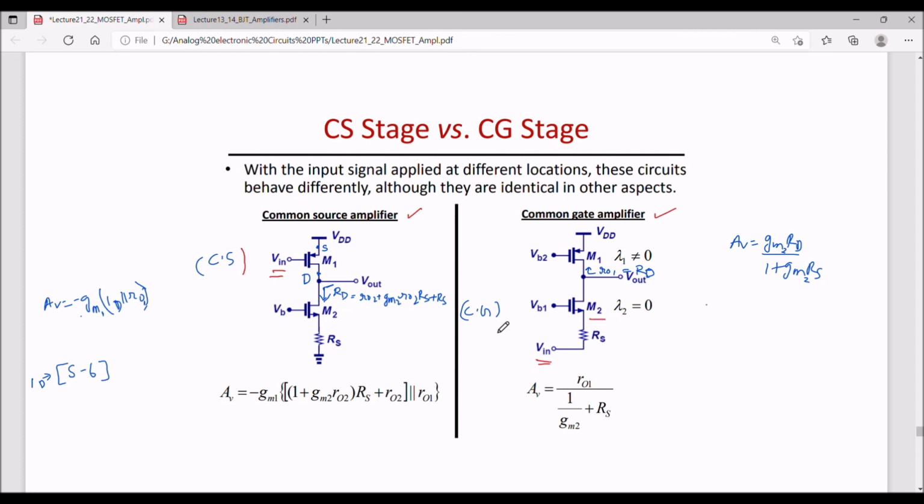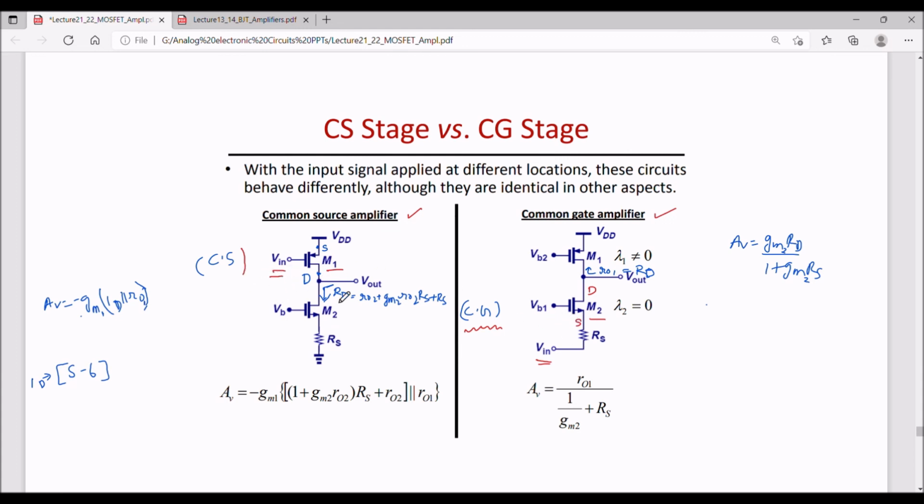So that means this M2 is acting as common gate. Okay. And here the M1 transistor is implementing common source. Common source input is applied at the gate and output is taken at drain. And common gate, that is M2, input is applied at the source and output is taken at the drain. This is drain, source. So they were looking similar, but now we identify that this is working as a common source and this is working as a common gate.